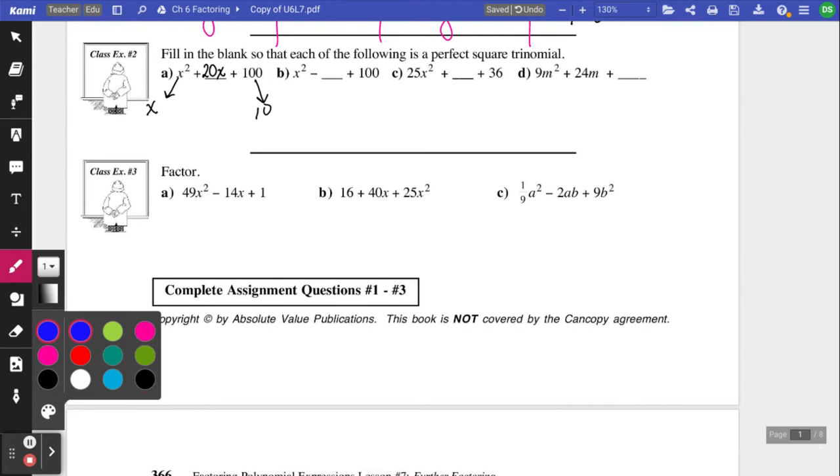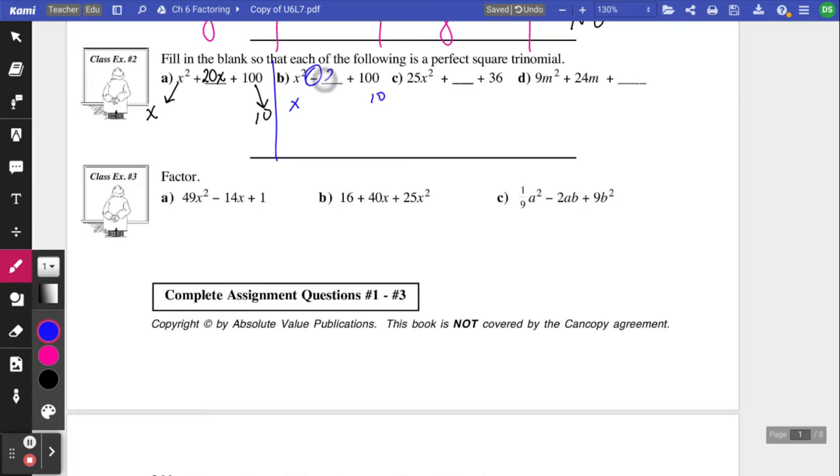Okay, try again. Next. Okay, so I'm going to have an x and a 10. Does it matter if this sign is negative? No, it doesn't matter. So times the 10x together, double it, 20x. Good. Needs an x on it. Okay, C.